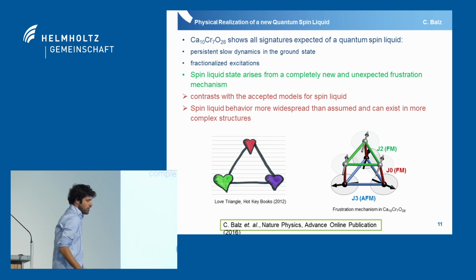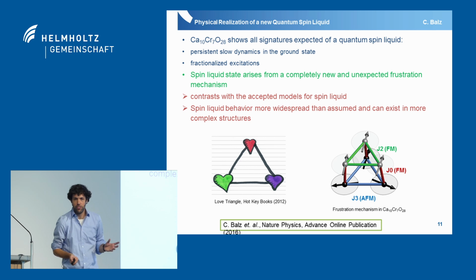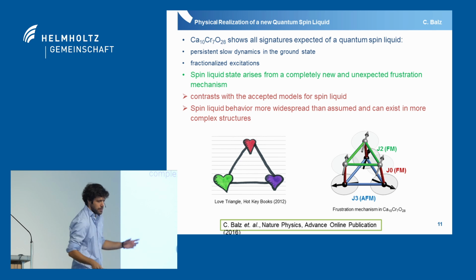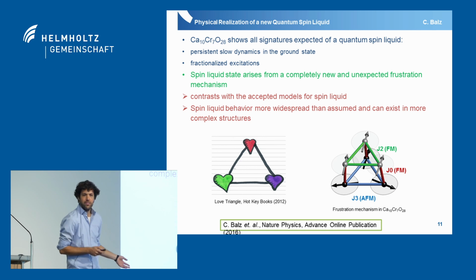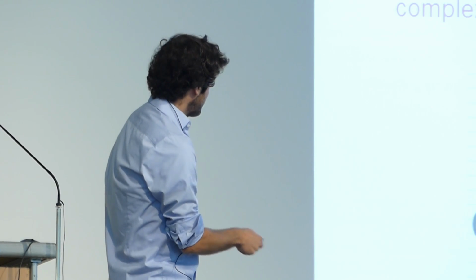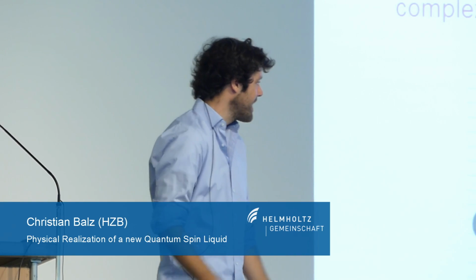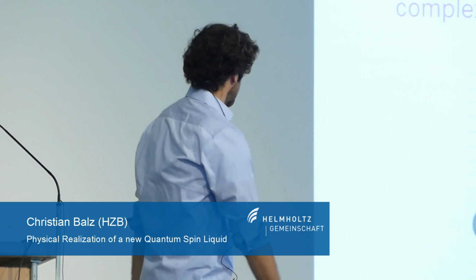So to sum up, for this new compound, calcium chromium oxide, we could show by our measurements that it fulfills all the required conditions for this new spin-liquid ground state. And further, we could actually pin down the reason why it doesn't order in these non-magnetic phases, but develops this exciting new magnetic phase. And the reason is that we have these 2 triangles. Actually, we have 2 of these love triangles coupled to each other, which is an even higher degree of frustration.